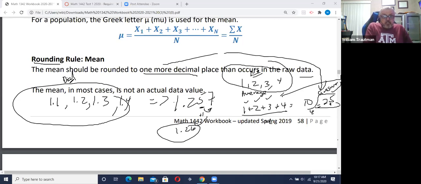Do you see, if the data is one decimal place, the answer can be two decimal places. The answer is one more decimal place than the data. It doesn't have to be. If it was rounded to a whole number or something, that's fine. But the answer should be taken to one more decimal place than the data if possible.